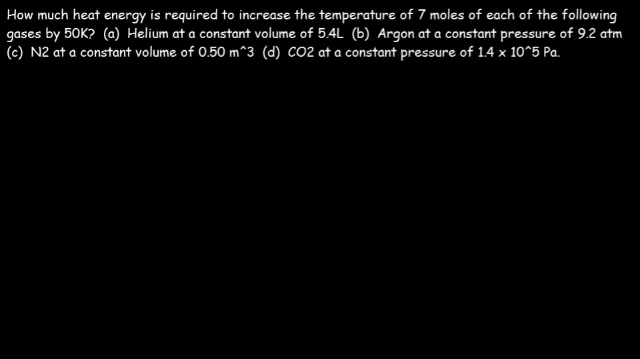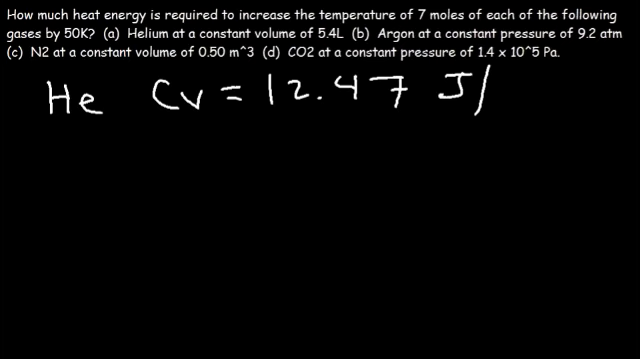Now, what exactly is CV for helium? We see we have an isochoric process, the volume is constant, but what is CV for He? How can we find it? Well, the first thing you should do is look it up in your textbook. Helium has a value of 12.47 joules per mole per Kelvin.